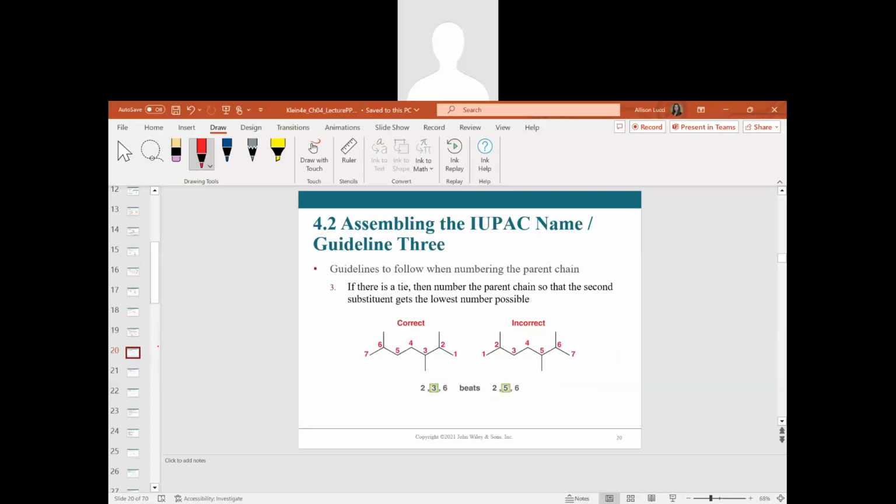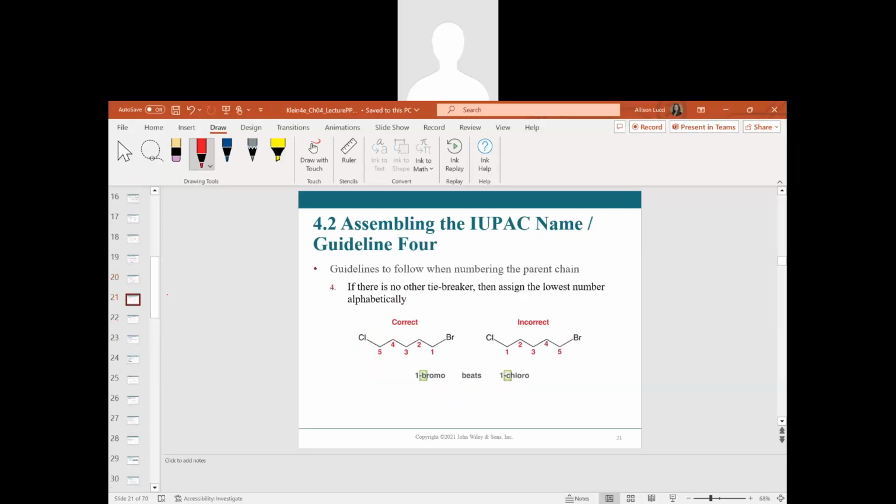So one more time, right? Why is this correct? We go to each number, and as soon as we see a lower number beating a higher number, we would know that we have our correct structure. So always the lowest numbering system for our substituents.